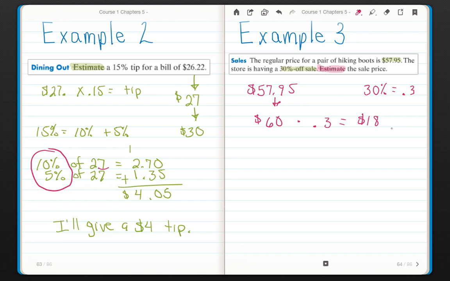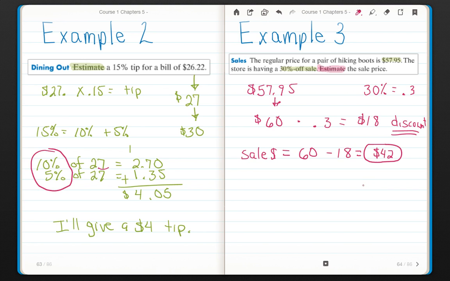Now, this $18 is the discount. It's how much you don't have to pay. So to find the sale price, it is the original price, we're estimating, of $60 minus the discount, which equals $42. This is what you would have to pay.